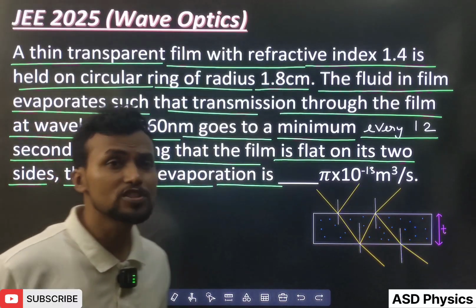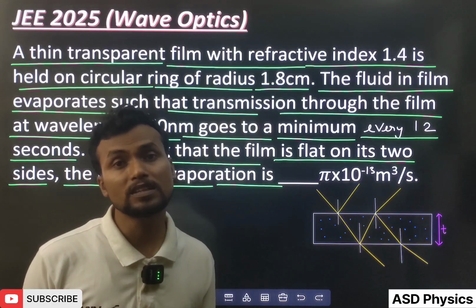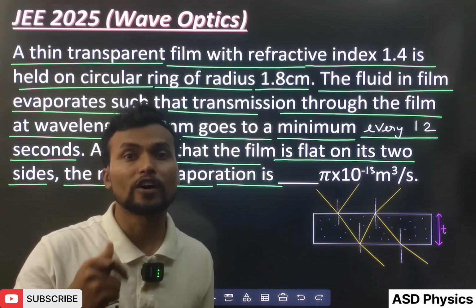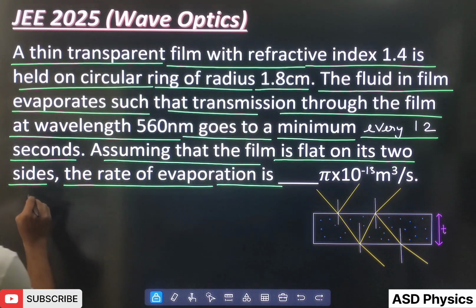In this question we have to use the concept of interference that happens on films, like a soap film, or any oil above water. That kind of concept we have to apply. So first I will note down the data here, then I will tell you the basic concept. So what data is given here?